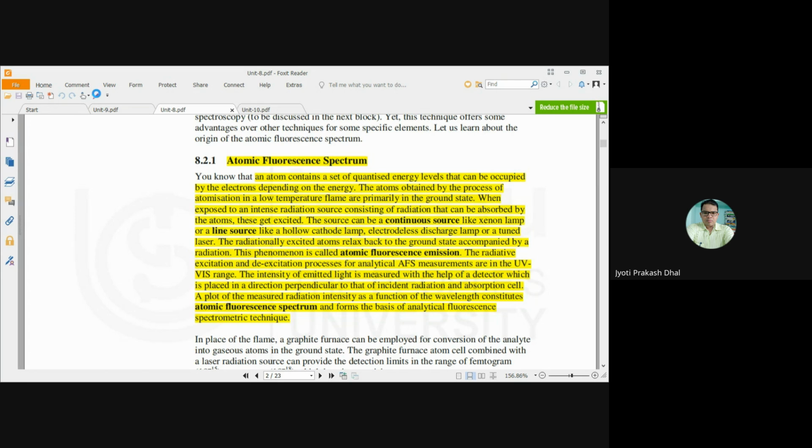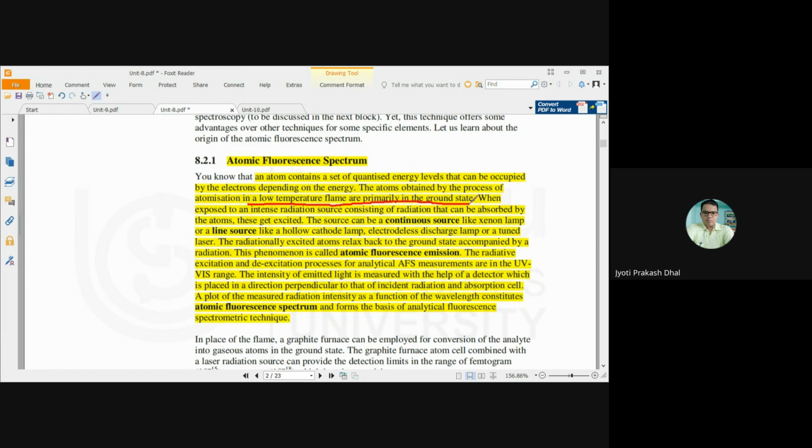So we know that an atom contains a set of quantized energy levels that can be occupied by electrons depending on the energy. That means different shells are there, or quantized energy levels are there, and the electrons are present in the different quantized energy levels. The atoms obtained by the process of atomization in a low temperature flame are primarily in the ground state.